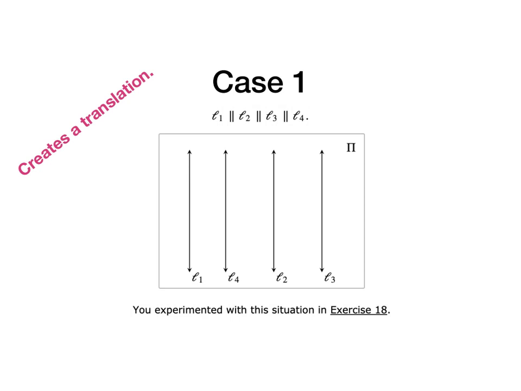Now, this turns out to just be a translation because if you can imagine, when you reflect over a set of parallel lines, we just take our figure and translate it. Then we reflect over 2 more parallel lines and we translate it again. So overall, I could have just done 1 translation from the first figure to the final figure. And again, you experimented with this in exercise 18.